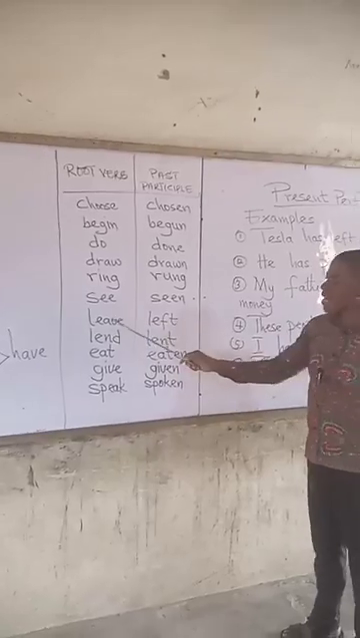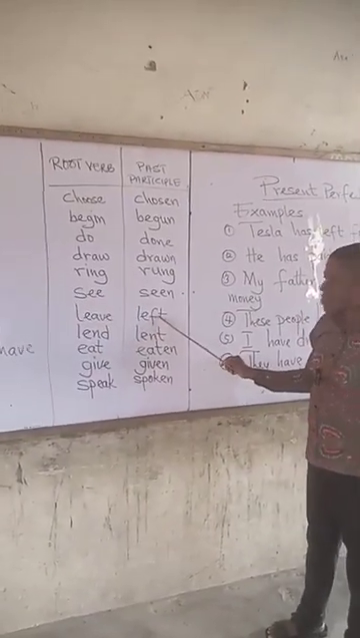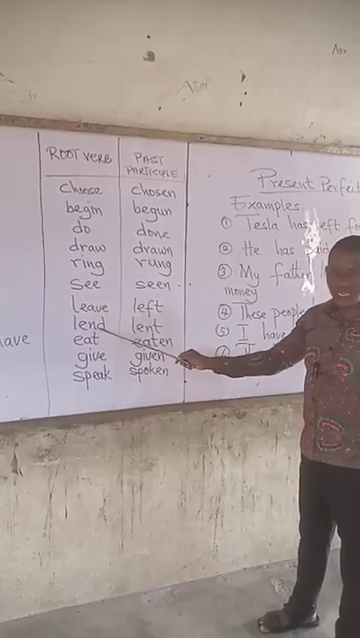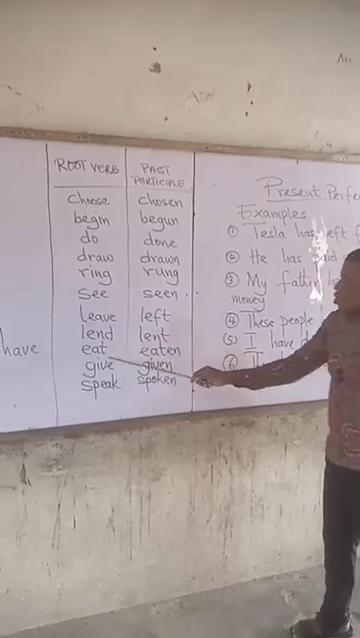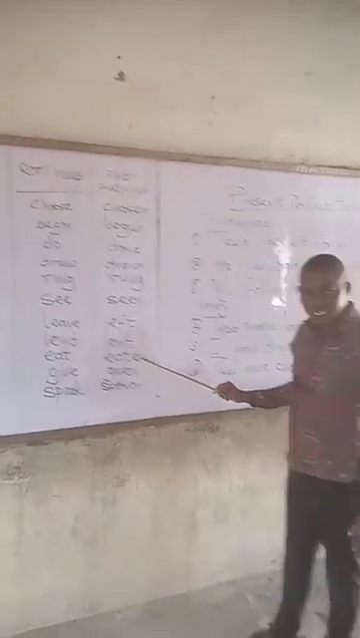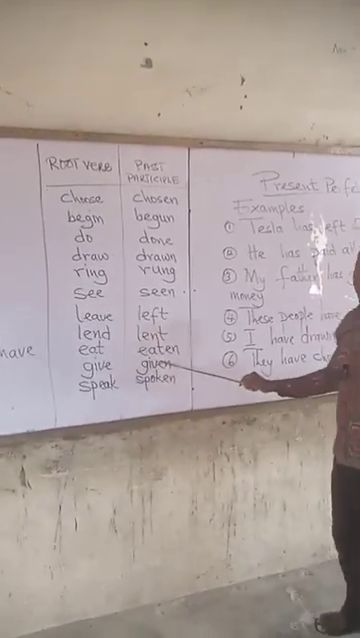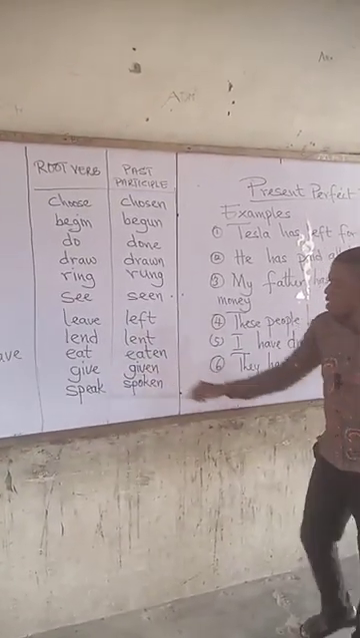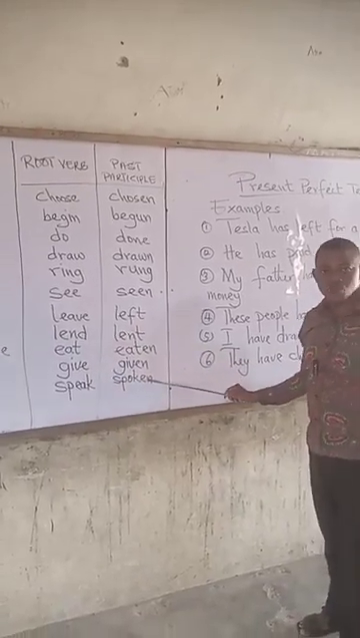We also have leave, and the past participle will be left. We also have lend, and the past participle will be lent. We also have eat, and the past participle will be eaten. We also have give, and the past participle will be given. We also have speak, and the past participle will be spoken.